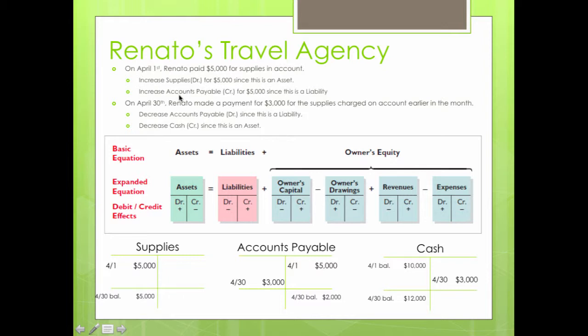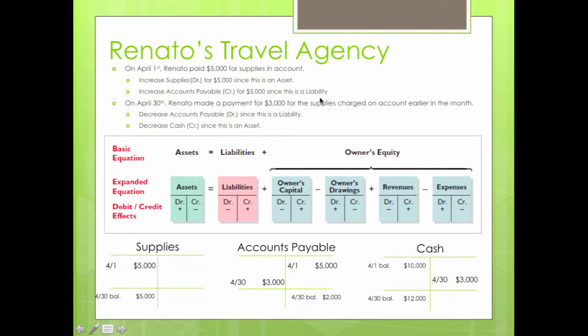Now, the other part of this transaction is you're going to charge it to your credit card. So it's going to be under accounts payable, which is part of your liabilities. And you're going to be charging to your credit card, which is going to increase the amount that you owe on that credit card. So if you notice, if you want to increase liabilities, it's going to be a credit, which is the reason that I put here. You increase accounts payable or your credit for $5,000 since this is a liability.